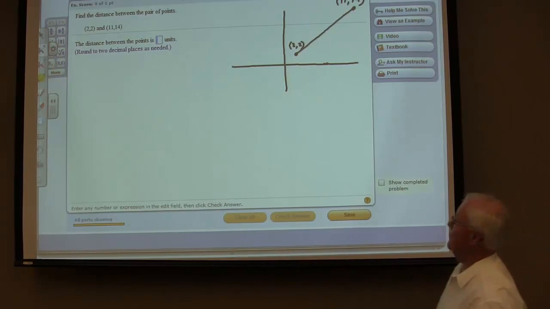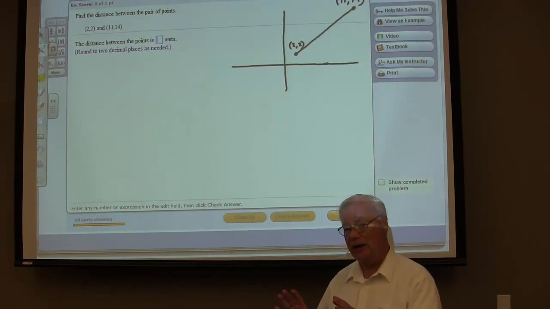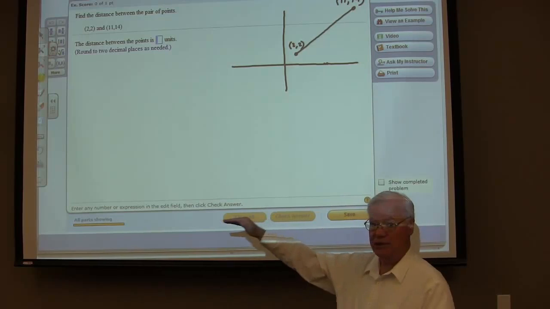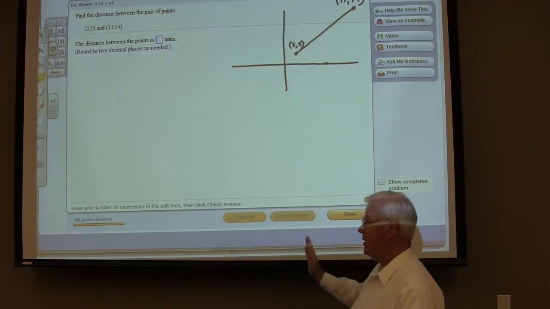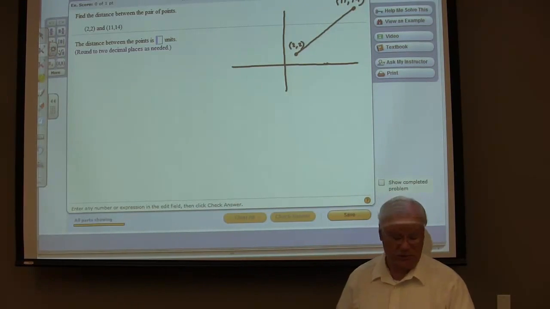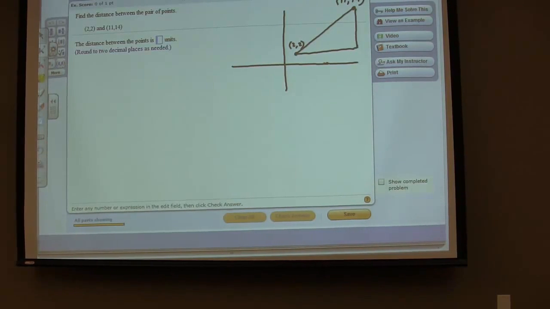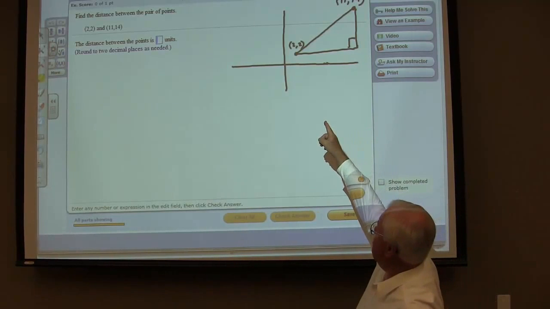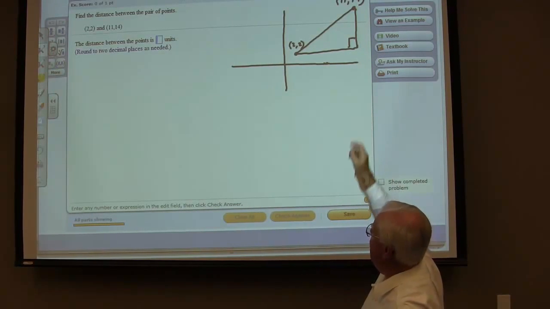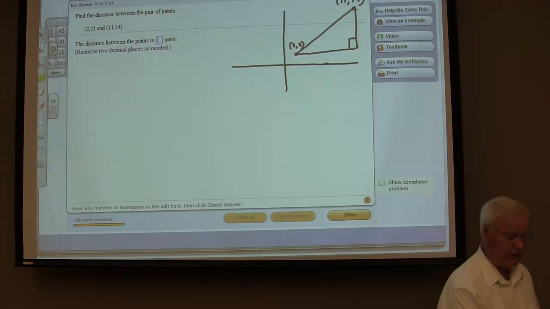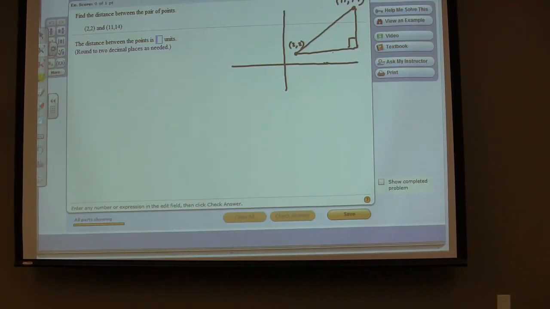Now, how can I find the length of that line? Well, one of the nice things about x and y is they are perpendicular to each other. X is going horizontally, y is going vertically at 90 degrees to each other. So if I go out the x-axis in this direction and up the y-axis in this direction, I will form a right triangle. And the length of the bottom of that right triangle is going from where x is 2 over to where x is 11. Well, from 2 to 11, that's a total length of 9.